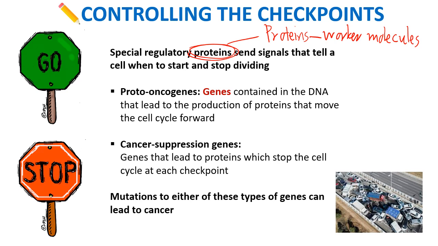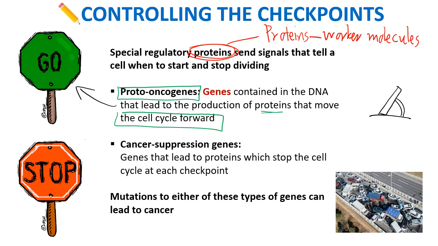So the first category are called proto-oncogenes. Onco is to do with cancer. So oncogenes are cancer-causing genes, but normally these aren't cancer-causing. So proto means they're not cancer-causing genes yet. So when they're doing the right thing, these genes are useful because they make proteins, and these proteins help the cell cycle to progress forward when it should be, as long as the right conditions are met. So proto-oncogenes are like the accelerator pedal in the car. They make the cell cycle go forward. Here's our accelerator.